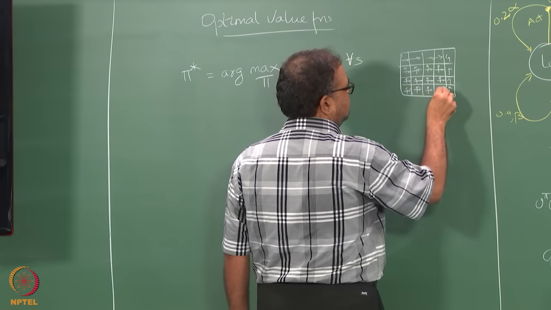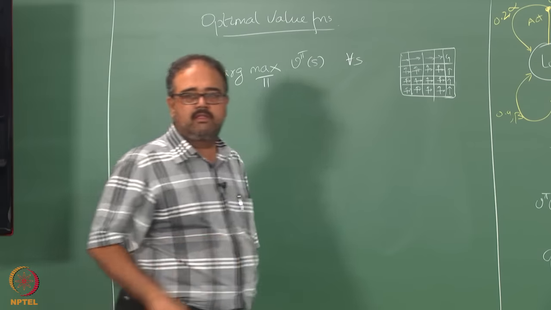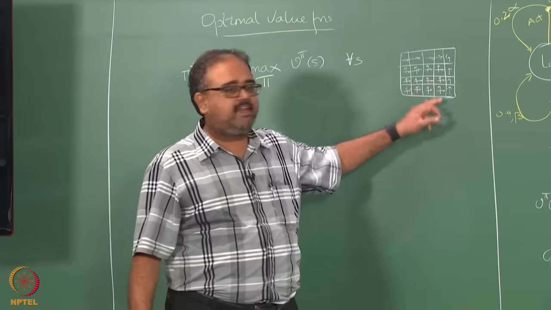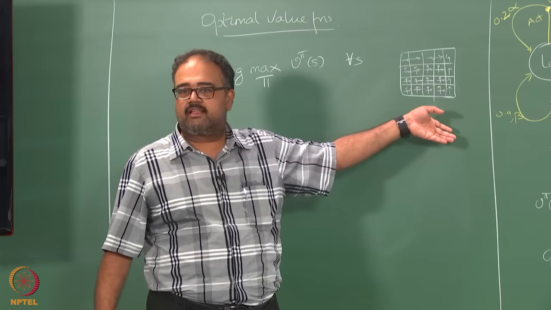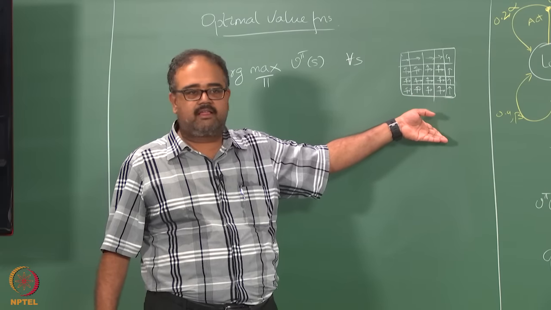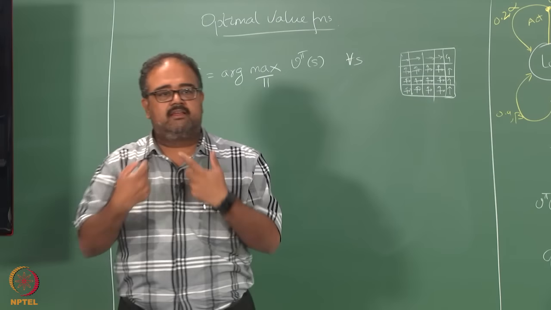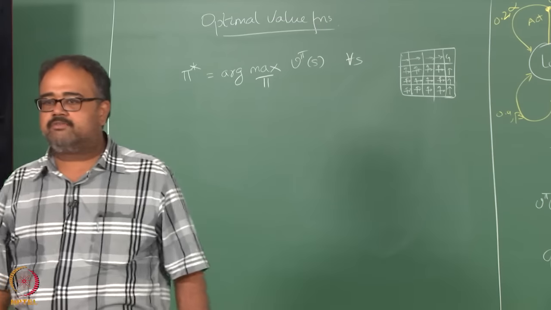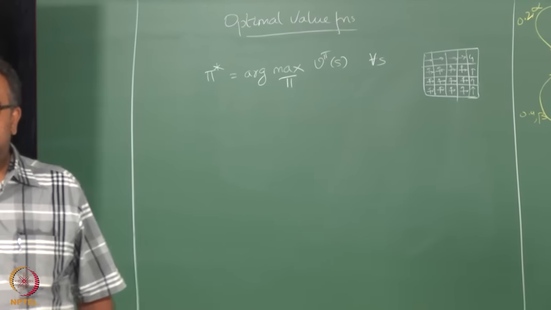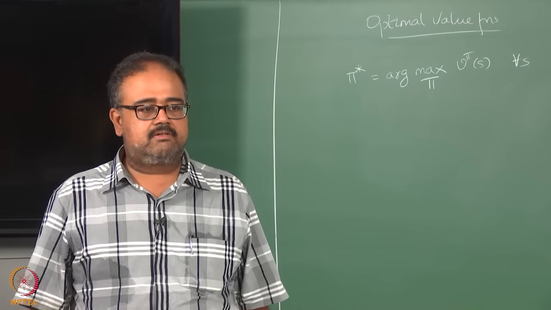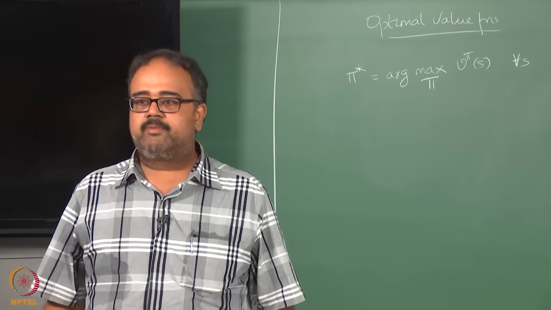The number of optimal policies we have. Any one of these states, I can choose any one of those actions. So basically, I now have 12 states, and I can choose any of the two actions in those 12 states. So I have a huge number of optimal policies.